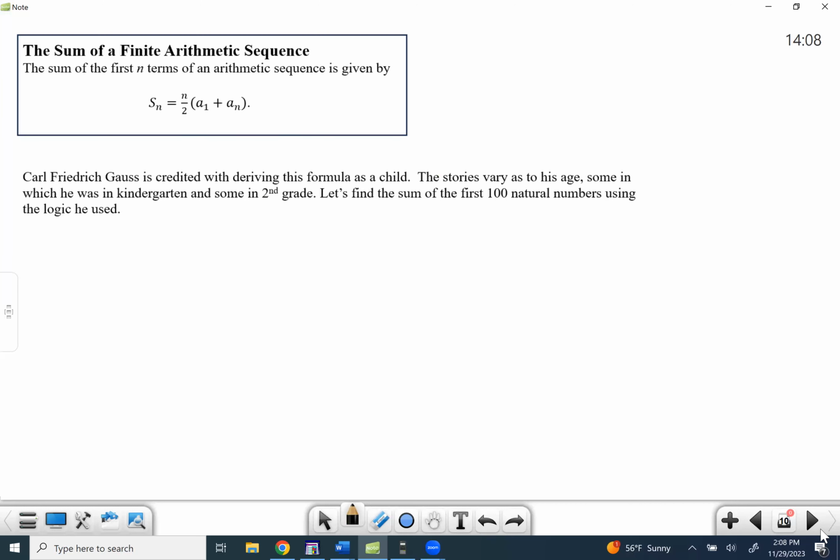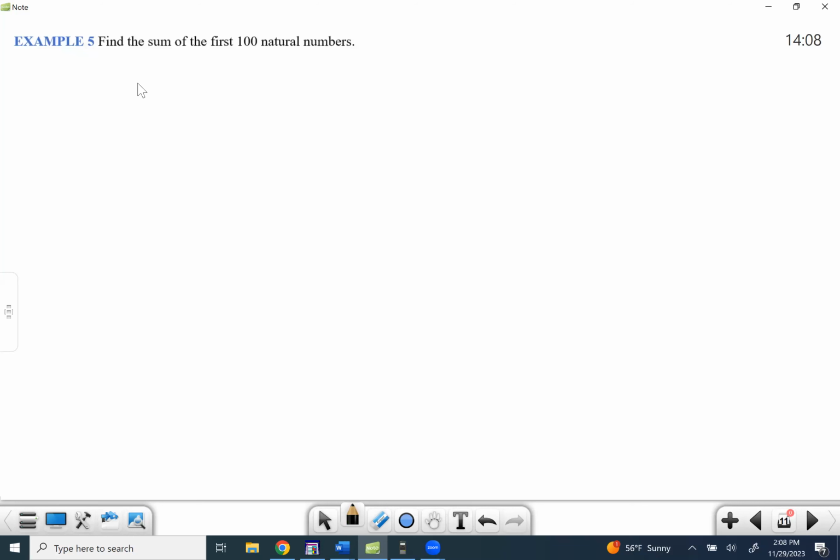Find the sum of the first 100 numbers. So this would have been how he did it. So what he's trying to find is this.